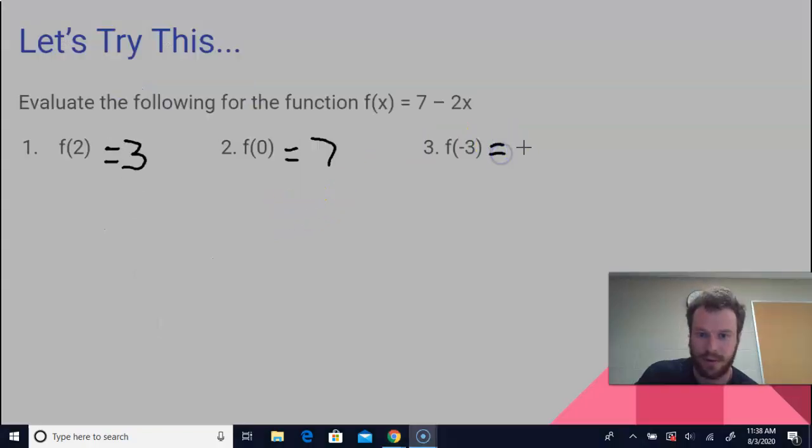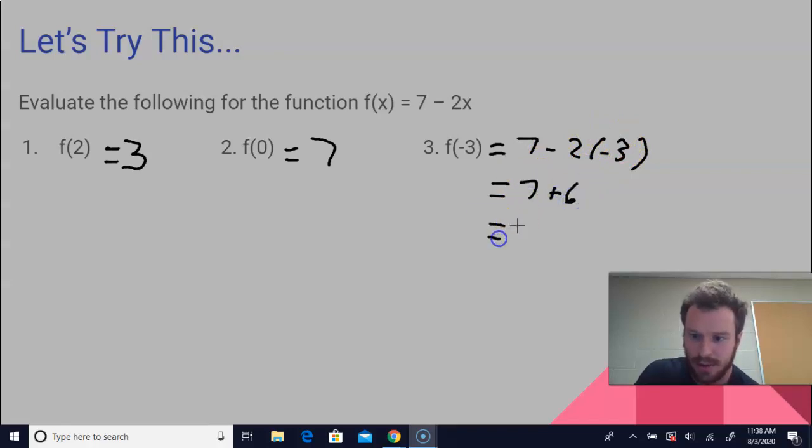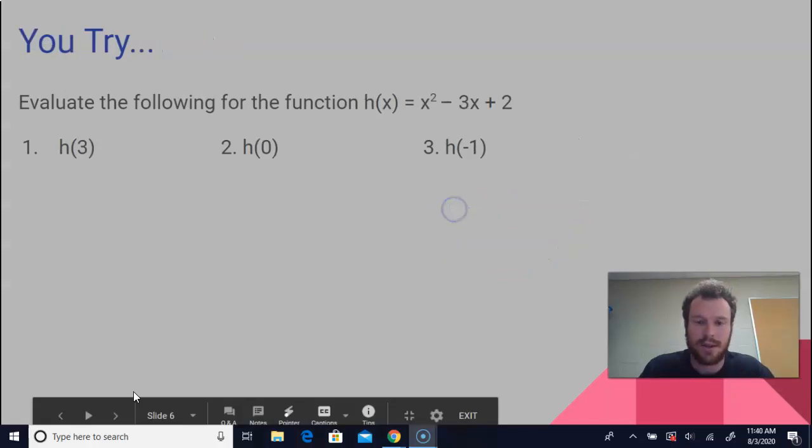All right, so now for f of negative 3, we're just going to substitute negative 3 in for x, so 7 minus 2 times negative 3. Negative 2 times negative 3, that's going to give us positive 6, so we're going to end up saying 7 plus 6, which is going to equal 13. So f of negative 3 equals 13. Now try these on your own.